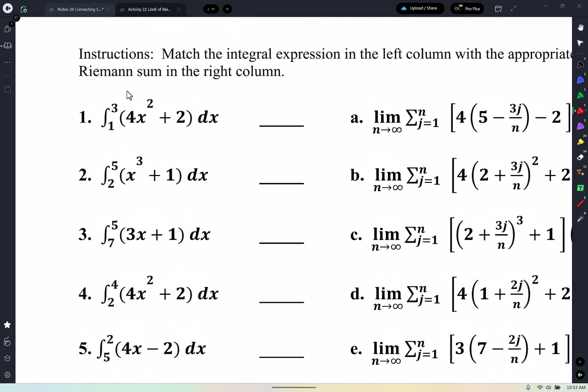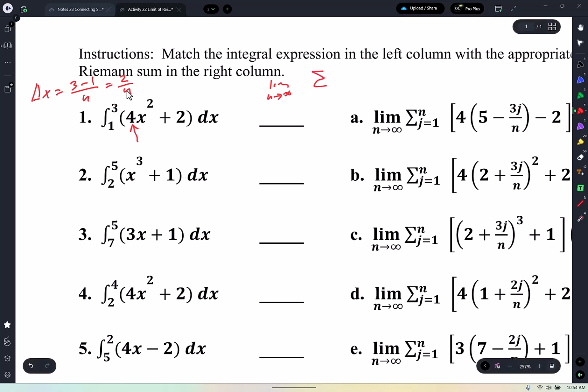So I'm looking at it and I can see I have an upper limit of 3, a lower limit of 1. So your delta x on that one is going to be 3 minus 1 divided by n. So 2 over n. Do you guys see that? And then of course I start at 1. So I better see something like limit as n approaches infinity, summation from k. What does she use? J? From j. This is coming from Dixie Ross. That's her name. J equals 1 to n.